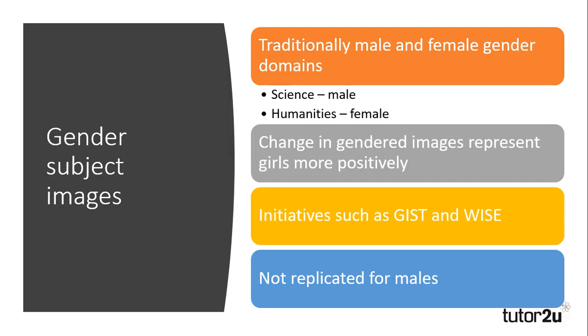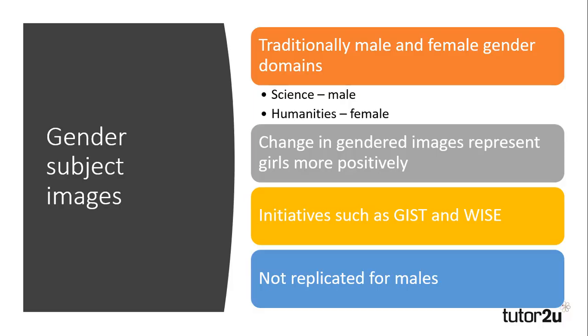Gendered subject images have also been examined by feminists in education. The traditional male domains of maths and science and feminine domains of arts and humanities have been portrayed as fixed. Yet one of the lasting contributions of feminism has been to challenge these stereotypical images and make male domains more accessible to female students. Initiatives such as GIST, Girls in Science and Technology, and WISE, Women in Science and Engineering, have seen increased interest in STEM subjects amongst girls, as evidenced by A-Level entries and registration for undergraduate courses.